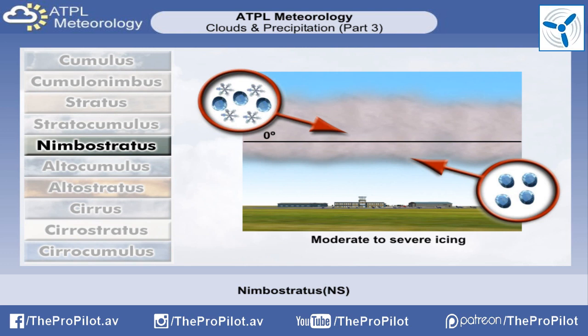In nimbostratus, turbulence is moderate, occasionally severe. Visibility in this type of cloud is poor, 10 to 20 metres, with prolonged heavy rain or snow frequently falling to ground level.